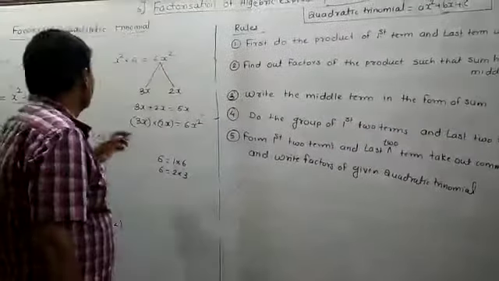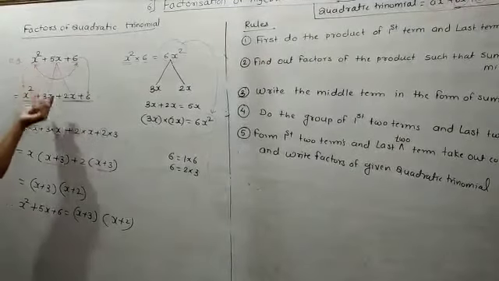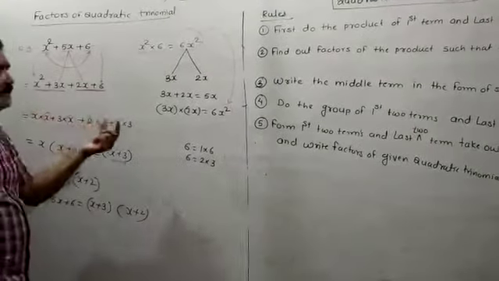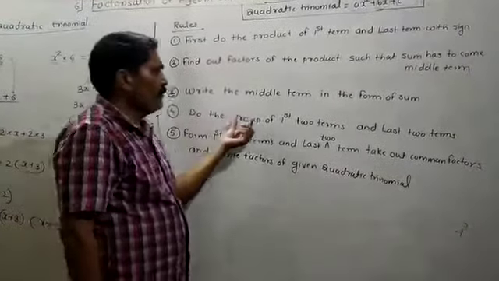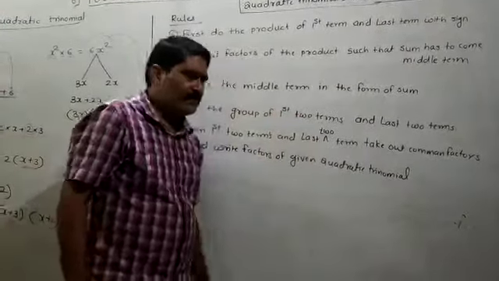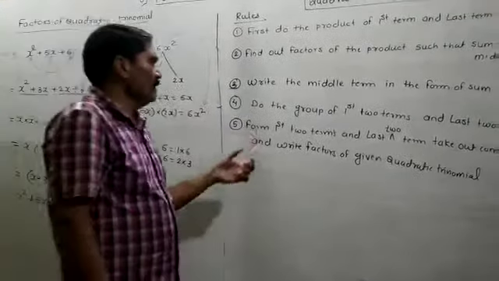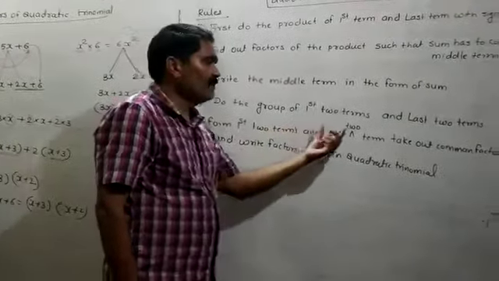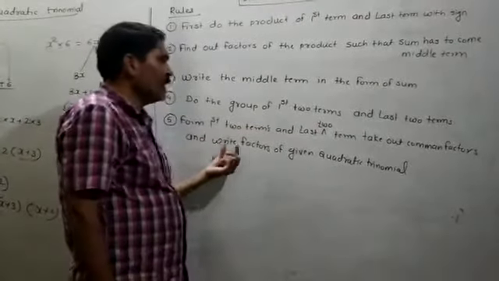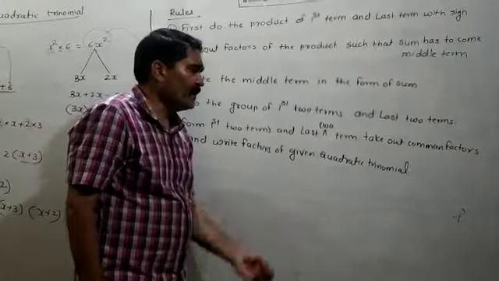So this middle term you have to write in the form of the sum. You have to write this 5x in the form 2x plus 3x. Then do the group of the first two terms and the last two terms. Then from the first two terms and the last two terms you have to take out common factors and write the factors of the given quadratic trinomial.